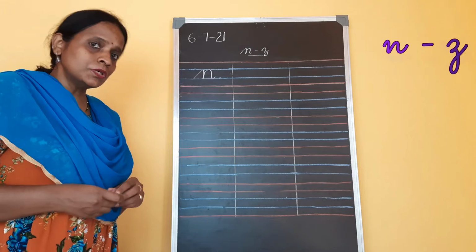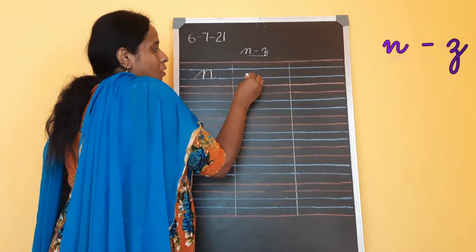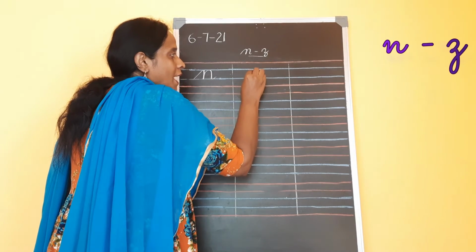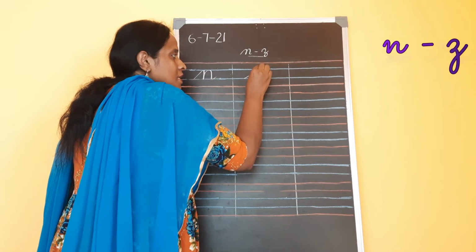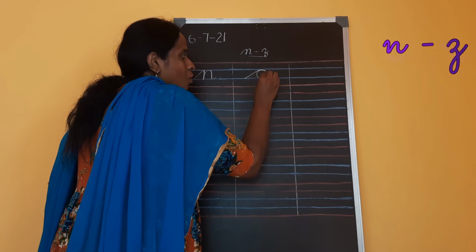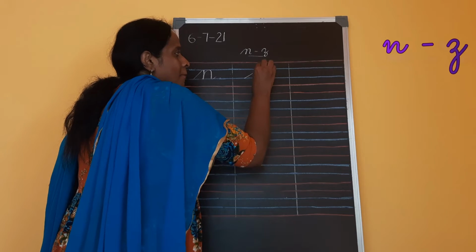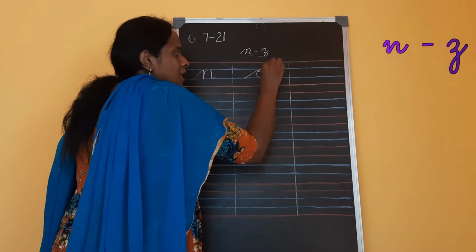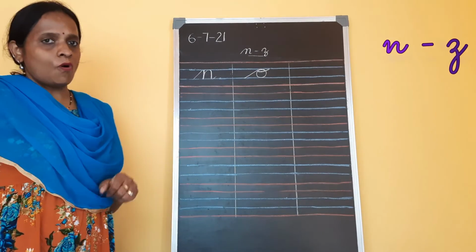Now, we'll go to cursive letter O. From the second blue line, go up with the slanting line, touch the first blue line, go forward, come down with the left C curve, touch the second blue line, go up and touch the first blue line, make a loop, come outside and touch the first blue line. This is how you write cursive O.